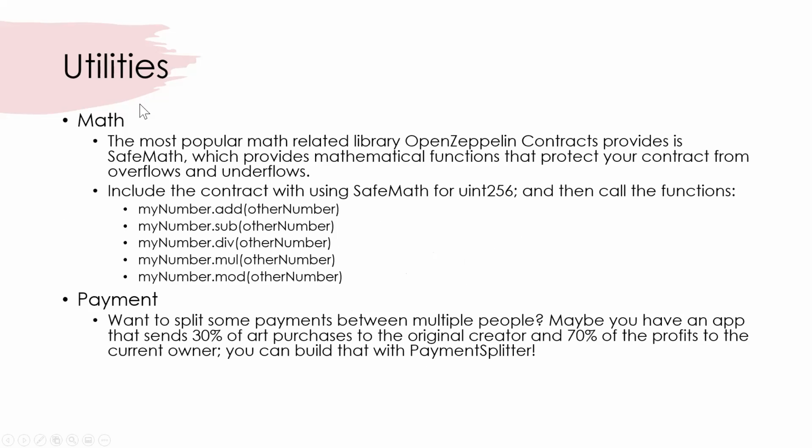And you also have the math util. Every library should have a math util, especially Solidity, where you're dealing with payments and numbers and a bunch of things. So you can use this with a contract called SafeMath to add, subtract, divide, multiply, and modulo operations. You also have payments, which would allow you to do a split of payments.